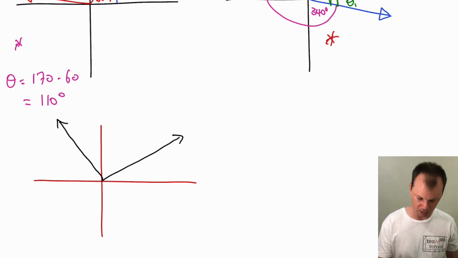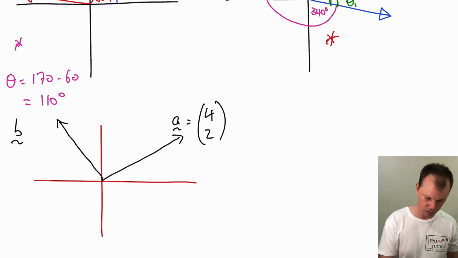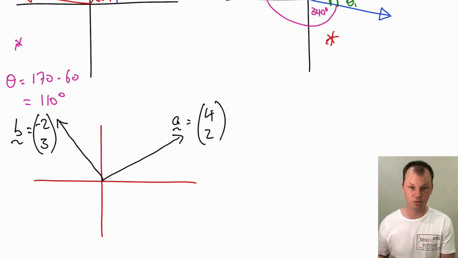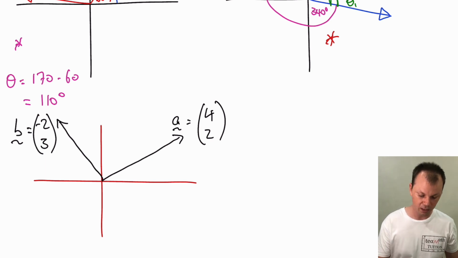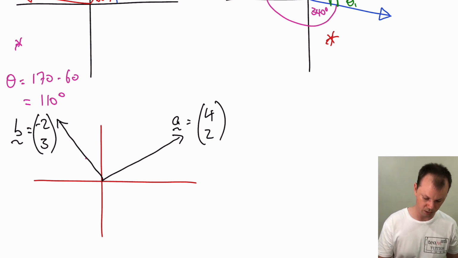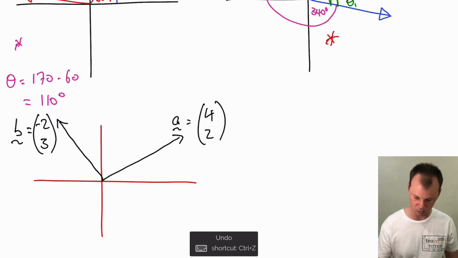So let's say something like that, and we can say this is A, and this can be B, which can be maybe -2, 3, for instance. And say we want to calculate the angle between these two vectors. There's two methods we can use. We can convert into magnitude and direction. So we can convert this to find our angle here and our angle here, and we can subtract them. So I'll quickly show that.